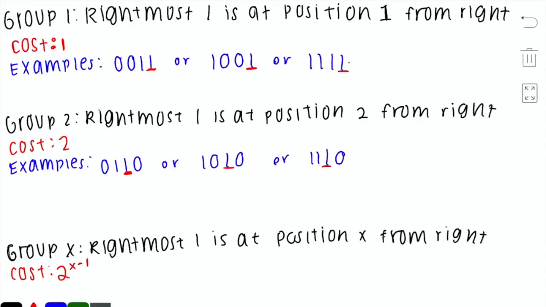Okay, so here I formed different groups representing the different ways we can form binary representations.